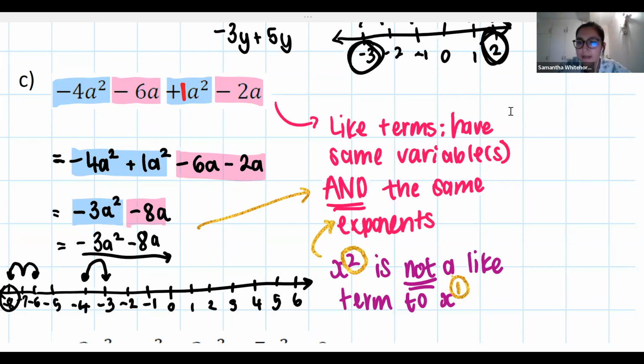Okay. What is your question? Miss, I want to ask, why did you add the negative 6A and the negative 2A instead of subtracting? I have essentially subtracted. I've added a negative 2A, so I have subtracted. You can also use a calculator to recheck it for yourself.